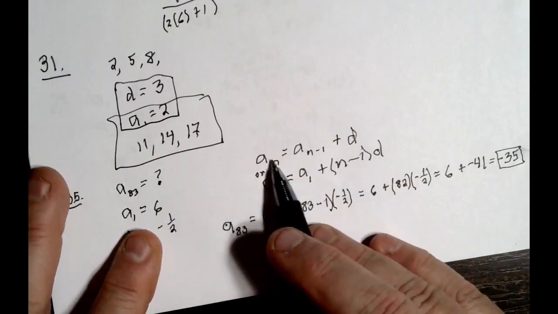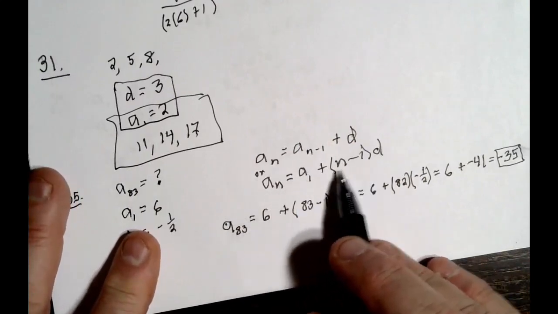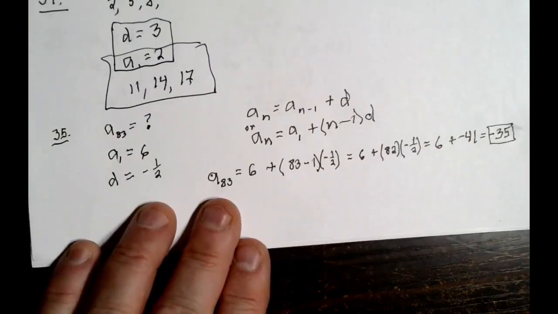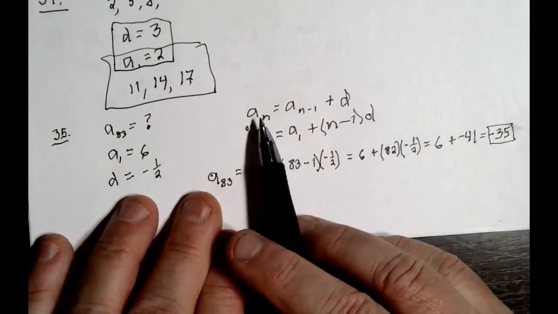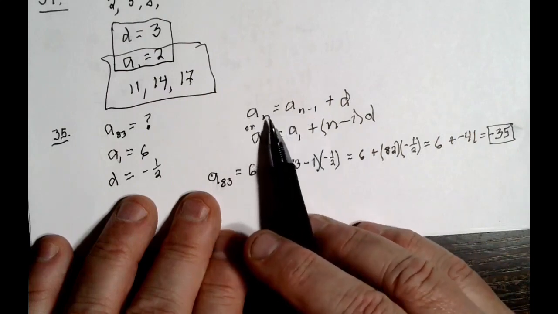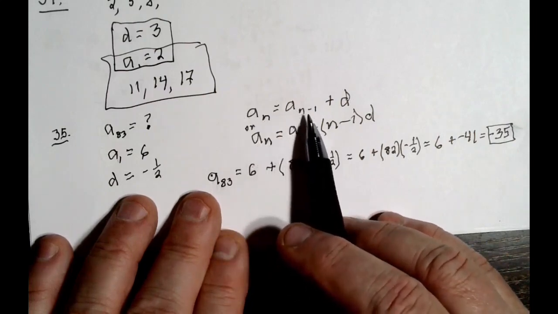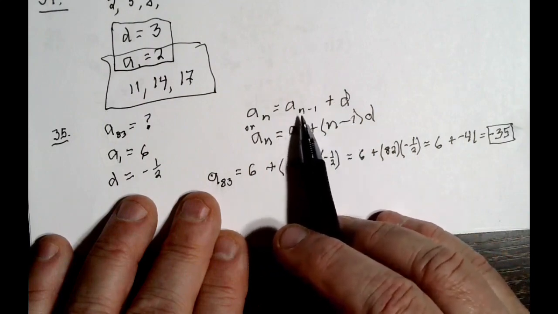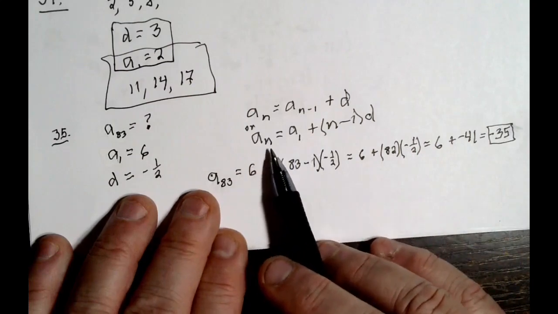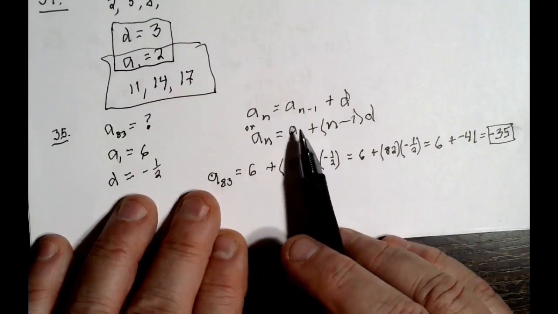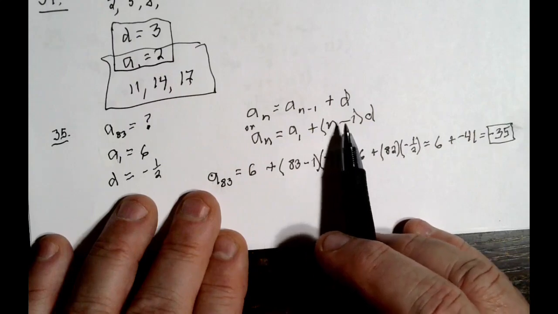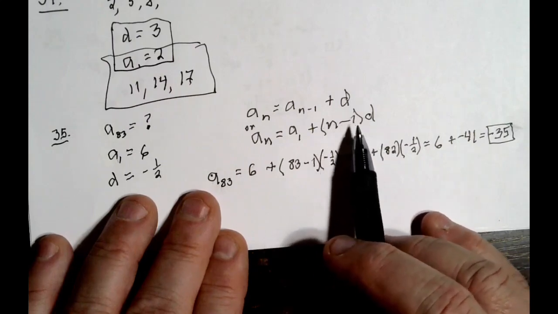So to find any term, a sub n, you can use either of these two formulas here. Alright, so in this problem you get two options here. You can use a sub n equals the previous term, a sub n minus 1, plus d. So if this is a83, this is a82 plus d. The trouble is we don't know what the 82nd term is, so we can't really use that one. We've got to use this guy, where a sub 83 equals a sub 1, which we know, plus n, which is 83, minus 1 times d. And we know d as well.